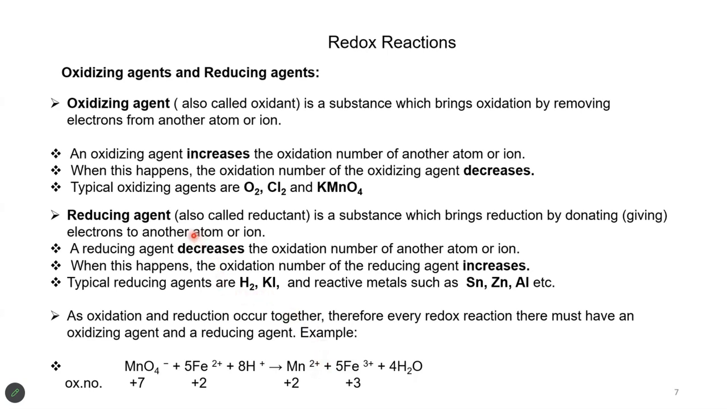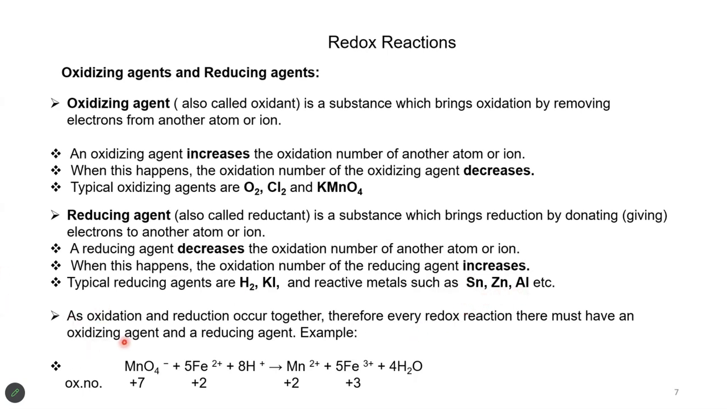A reducing agent we also call a reductant, the same thing, donating electrons to another atom. Remember, it is donating electrons to another atom. So a reducing agent decreases the oxidation number of another atom. Similarly, typical reducing agents are hydrogen, potassium iodide, or reactive metals such as tin, zinc, aluminum, etc.